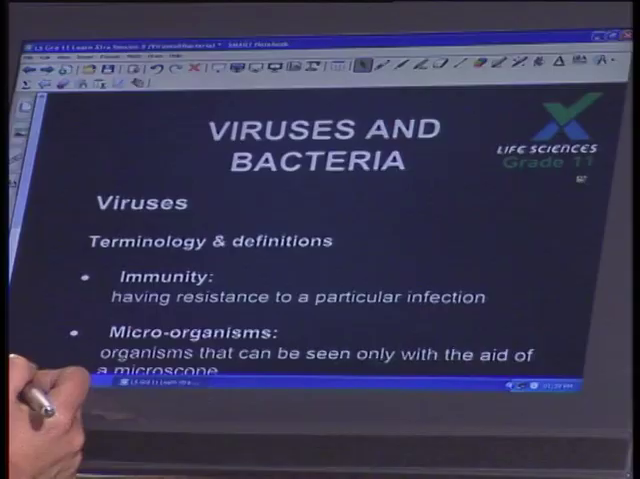Let's start our lesson looking at viruses. A number of terms have been given to you in a glossary at the beginning of the section. We're going to skip those terms right now, but we'll come back to those towards the end of the lesson. So let's jump right in to look at the structure and general characteristics of viruses.